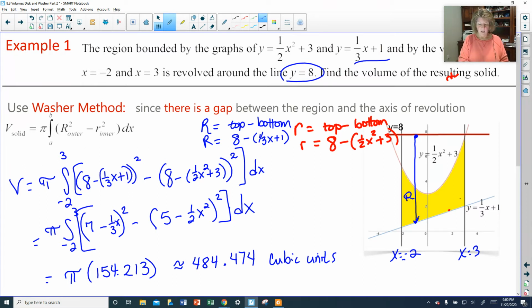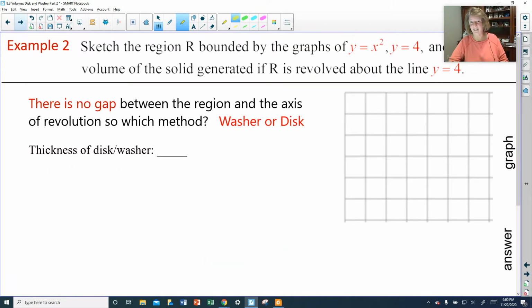Okay? I think the biggest mistake people continue to make is forgetting you need each of those r squared. Okay, so keep that in mind. And the other thing people will tend to forget is the pi out front. And that pi is really there to make the area of a circle, because this really is a cross-sectional piece. It's just a disk or washer cross-sectional.